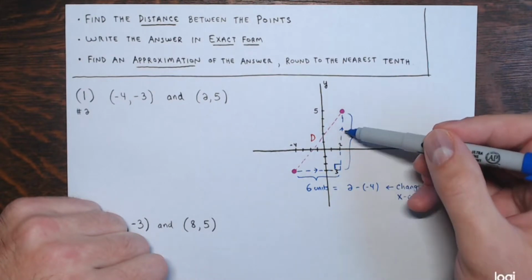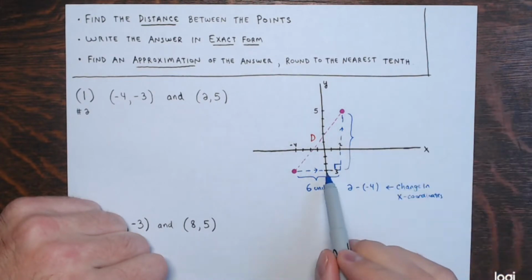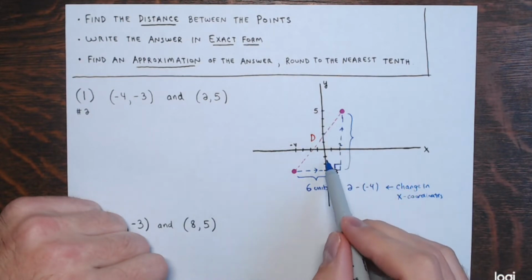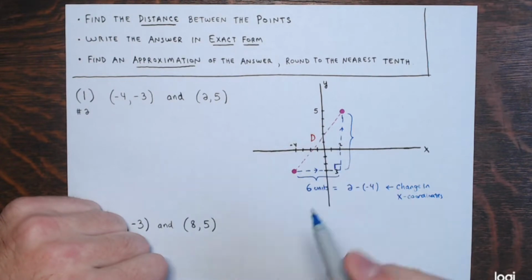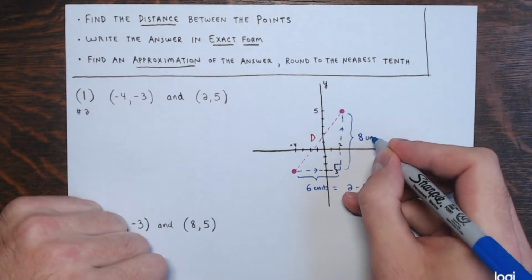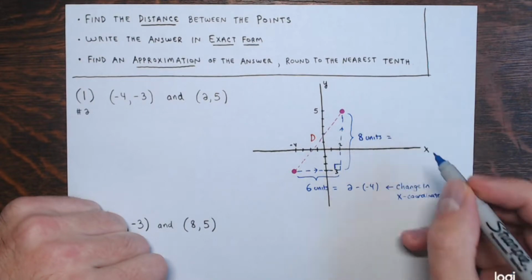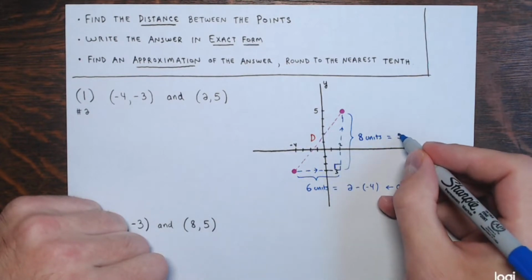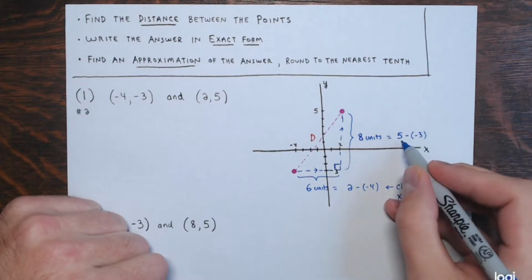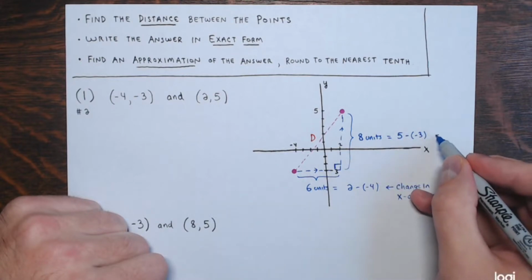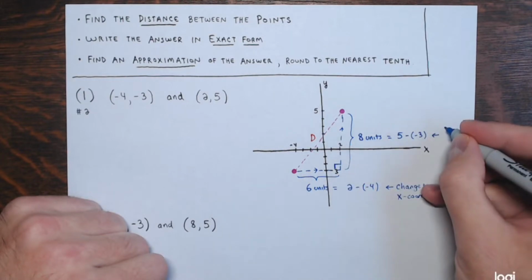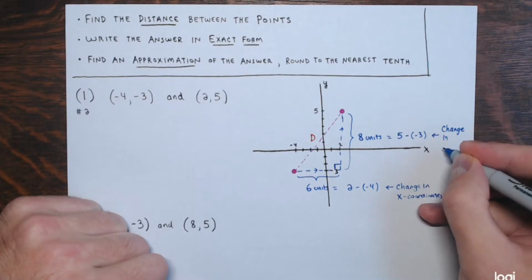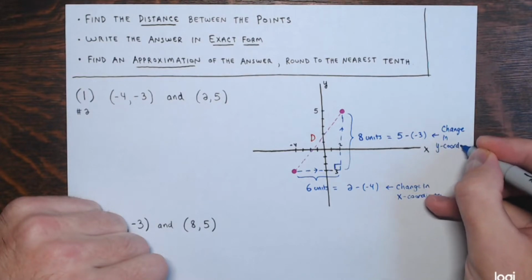And now let's look at the vertical leg. I was going from y is -3 up to y is 5. That's 1, 2, 3, 4, 5, 6, 7, 8 units. Which again, I could have calculated by taking 5 minus -3. Alright, that'd be 5 plus 3, that'd be 8 units. So you see the length of the vertical leg is just the change in the y-coordinates of those points.